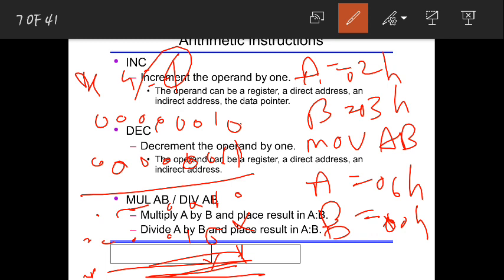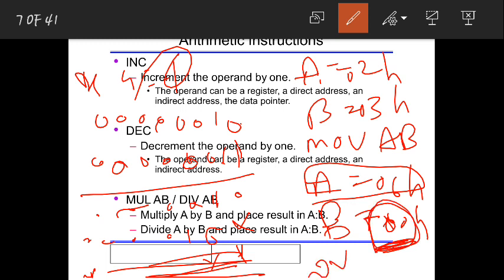If the result after multiplying 2 and 3 is not crossing 8 bits, fine. But if the result is more than 8 bits, then the lower byte of the result is stored in the accumulator, and the higher byte of the result will be stored in B, which was equal to 0. If it is stored in B, then the overflow bit in the PSW register, the D0 bit, will be equal to 1.